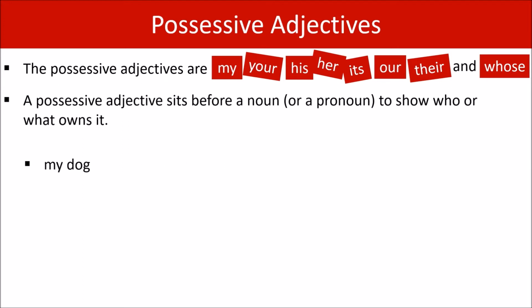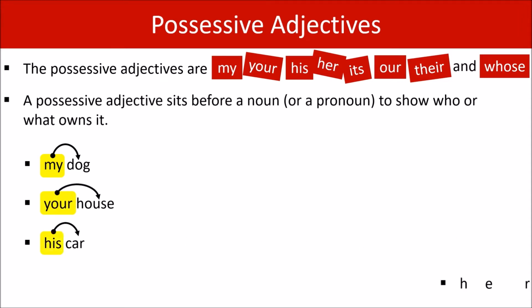Let's look at some examples. Here we have the possessive adjective my sitting before the noun dog to show who owns the dog. Here is another example. Your house, his car, and her dream. Look up to the top one, my dog. We've now replaced the noun with a pronoun because remember, a possessive adjective can sit before a noun or a pronoun to show who or what owns it.